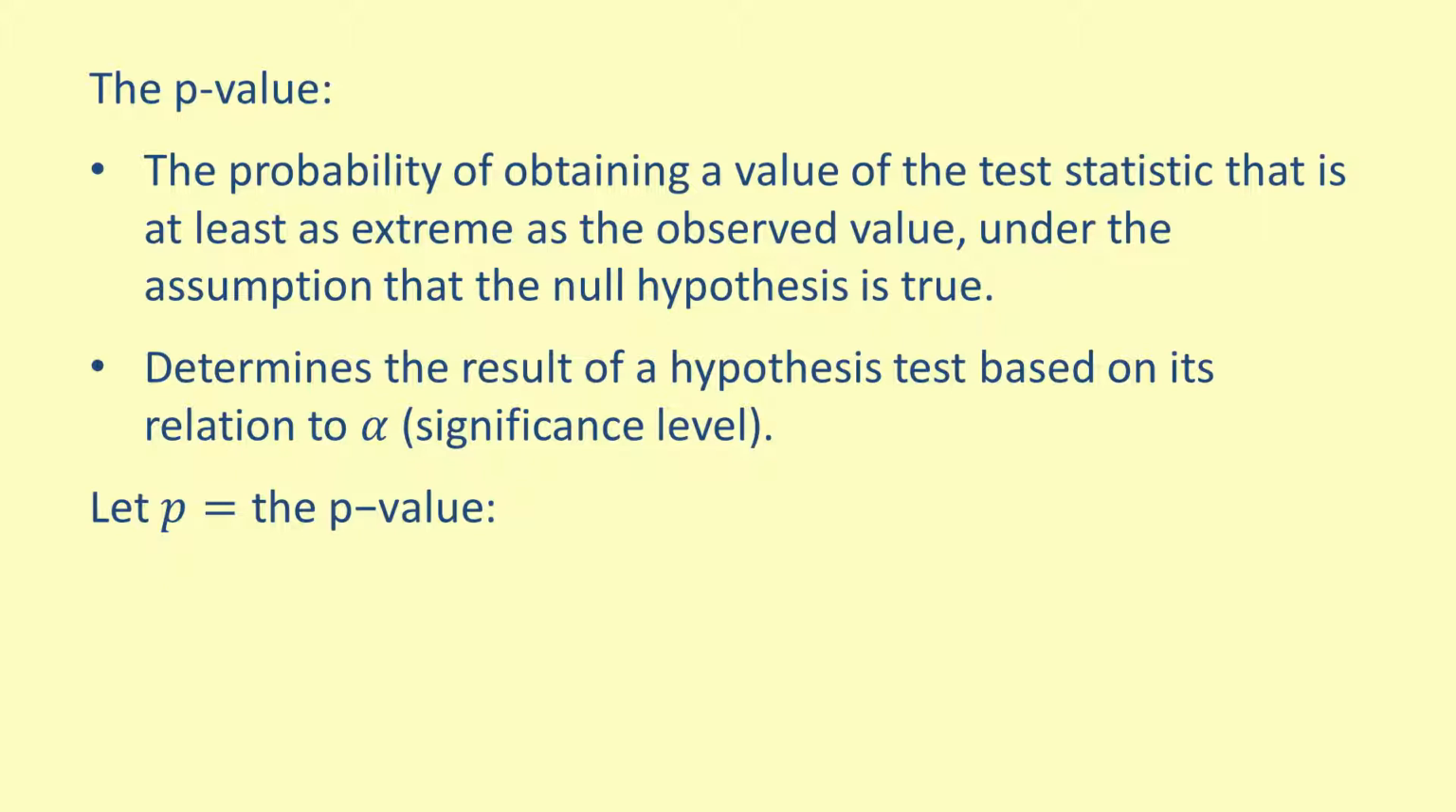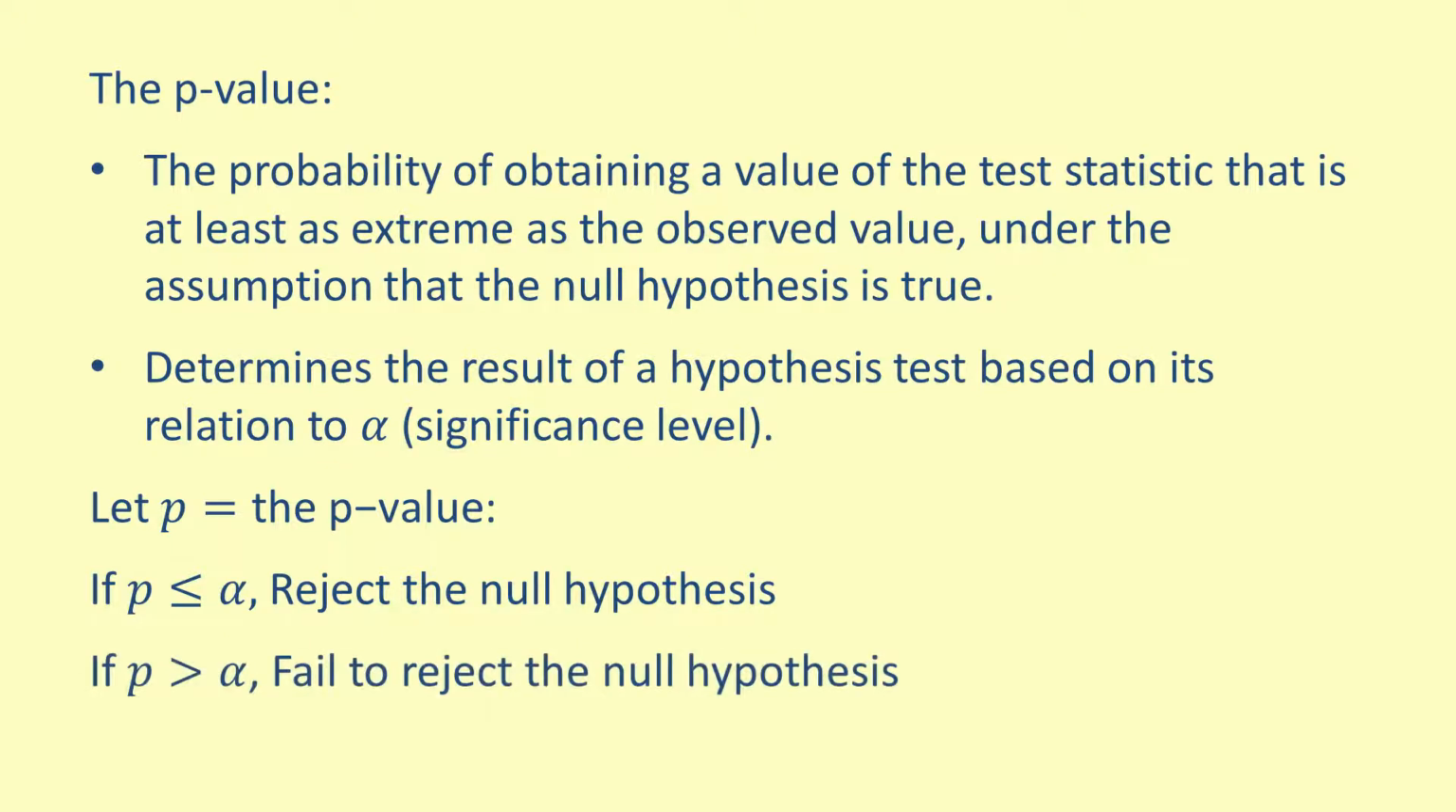Once we calculate the p-value, we can use this to make a decision to reject or fail to reject the null hypothesis based on its relation to the given significance level, alpha. Let p represent the p-value. If p is less than or equal to alpha, then we reject the null hypothesis, and we can say that there is sufficient evidence at the given level of significance to conclude that the alternative hypothesis is true.